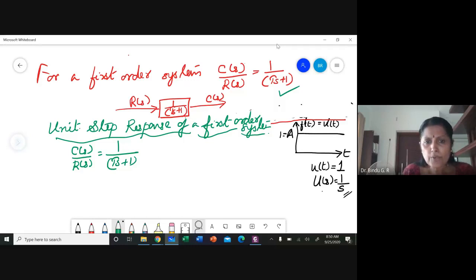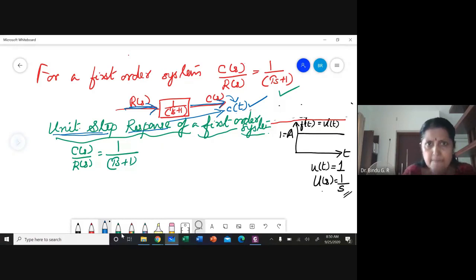All of you should be carefully listening, very attentive. What do you mean by response? Output. What is the input to the system? It's a unit step. So if I give a unit step as the input to the system, I want to find out what is C(s) and thereby come to c(t), converting back to the time domain. This c(t) is known as the response of the system.